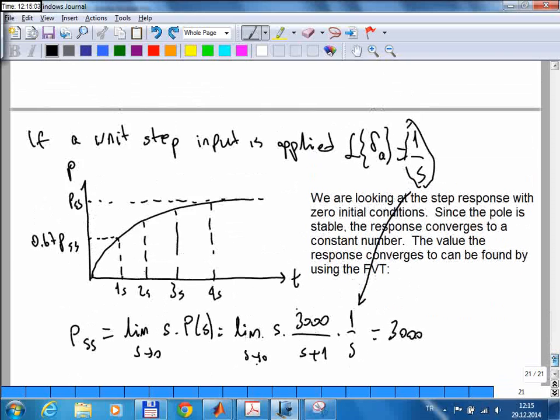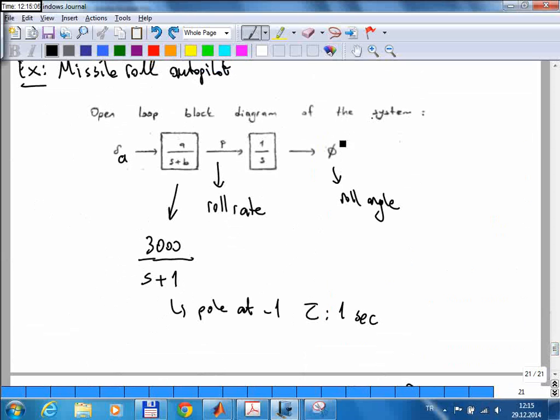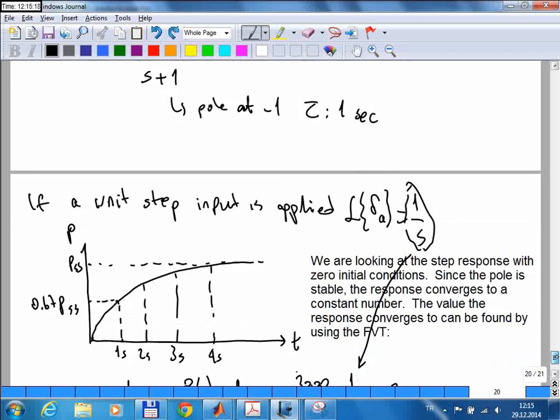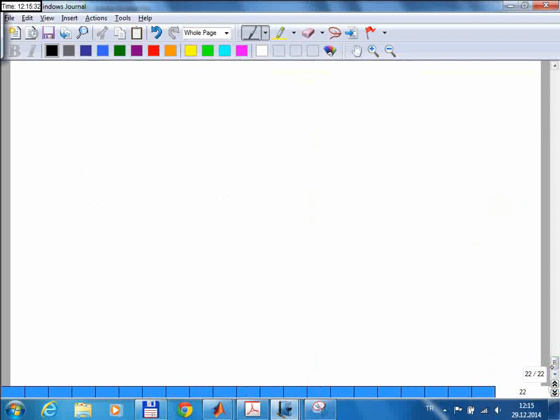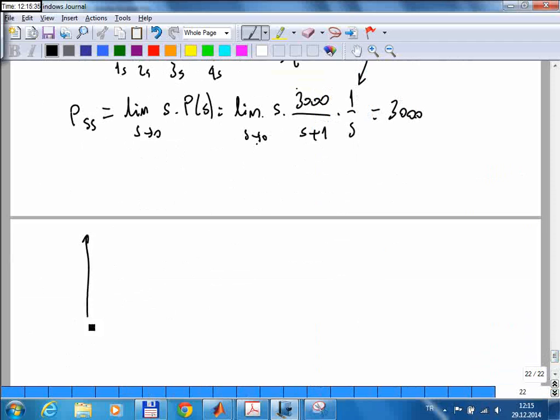And if you want to find out how this value changes the roll angle, the roll angle is the integral of roll rate. The roll rate we just found out, and the roll angle is the integral of this, but this converges to a constant number, and if you keep integrating a constant number, you get something that grows continuously, right? So that's basically the integral of this.